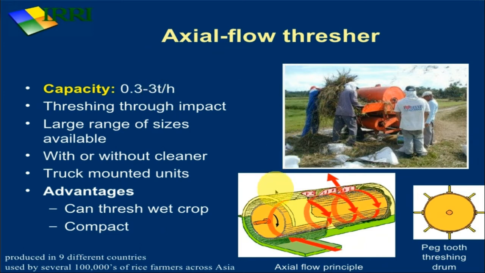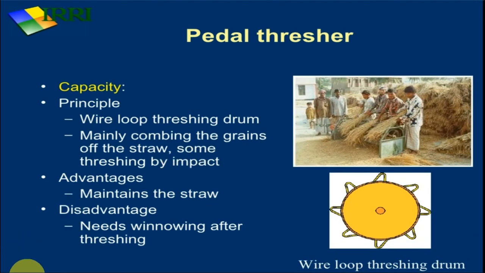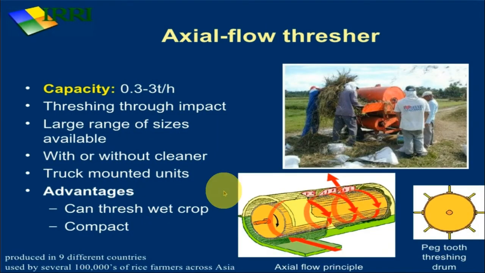This is the axial-flow thresher, here threshing through impact. A large range of sizes is available, with or without cleaner. This comes in two options, with cleaner or without cleaner, and truck mounted units are here like this. Advantages: can thresh wet crop as compared to the pedal thresher. Here it can thresh wet crop, and it is also compact.